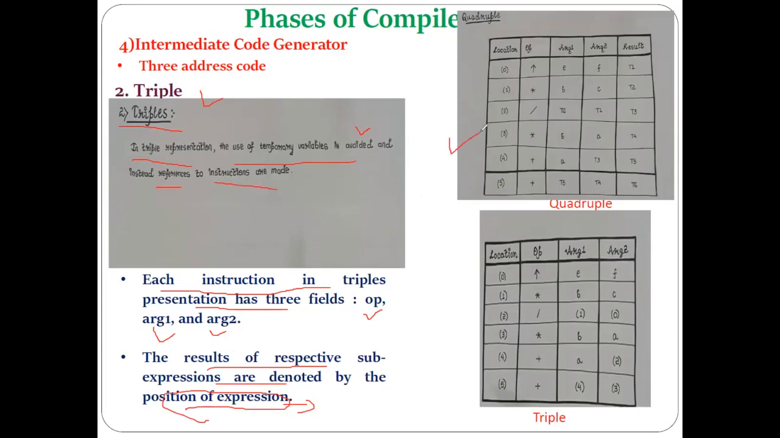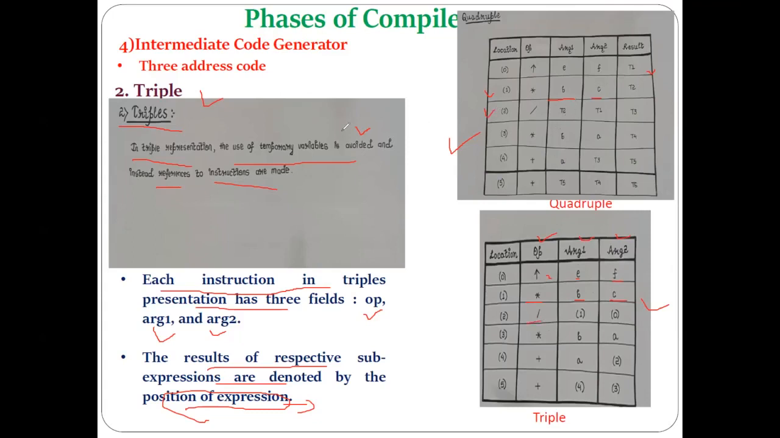So this is the quadruple representation we all studied. Now for this quadruple, this is the triple representation generated. You can see in this triple representation, three fields are there: operator, argument one and argument two. Now let's see how the triple representation can be generated from the quadruple. For the first, we write the exponential operator as it is, then the first operand, argument one, as E, second argument F. Then for the second, star as operator, B as argument one, C as argument two. Then for the next, division as operator.